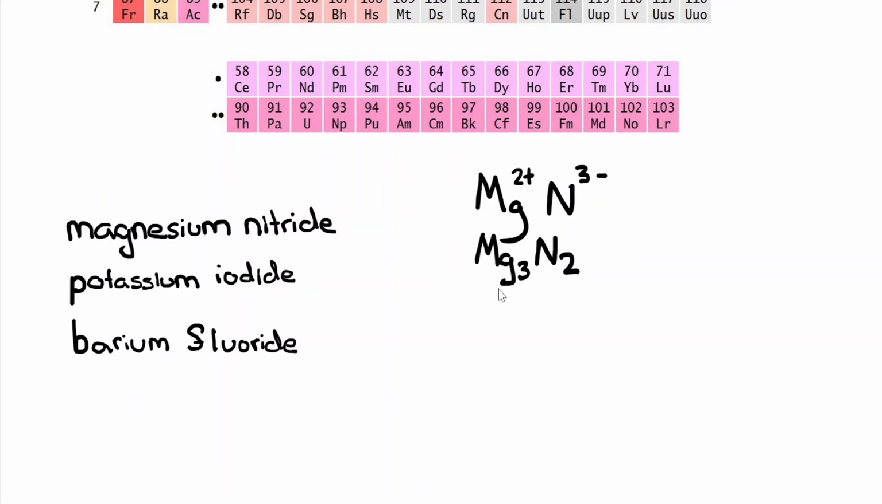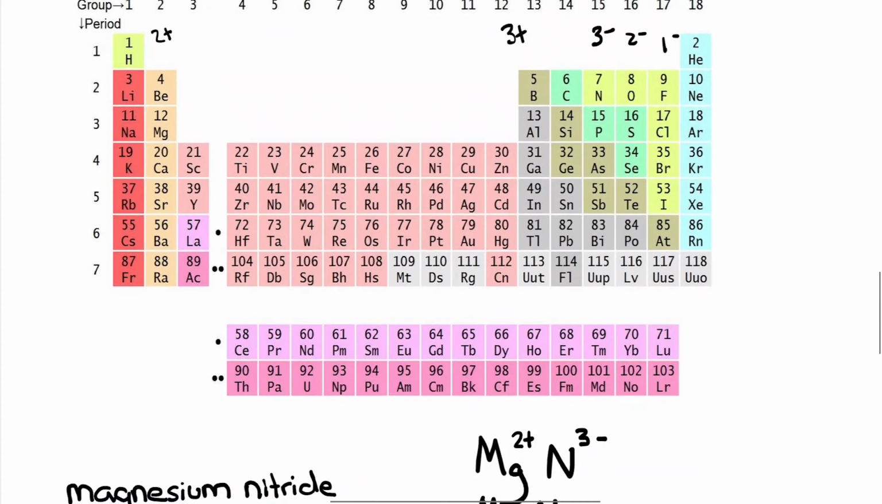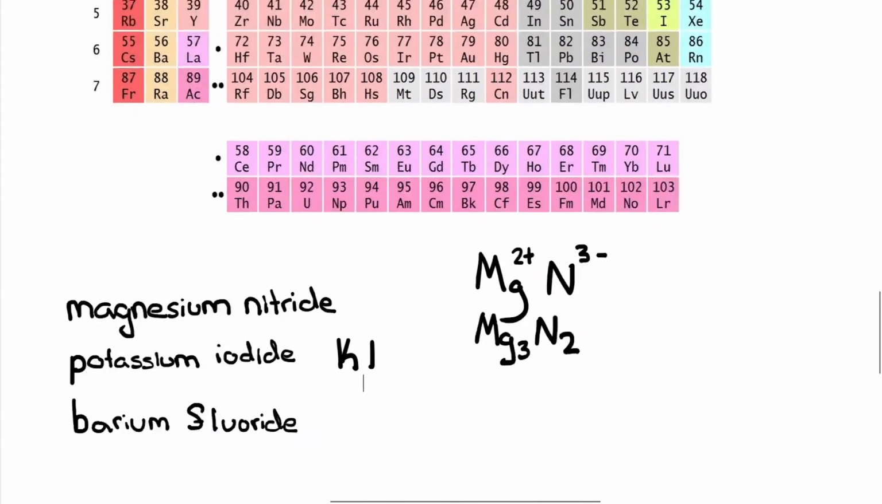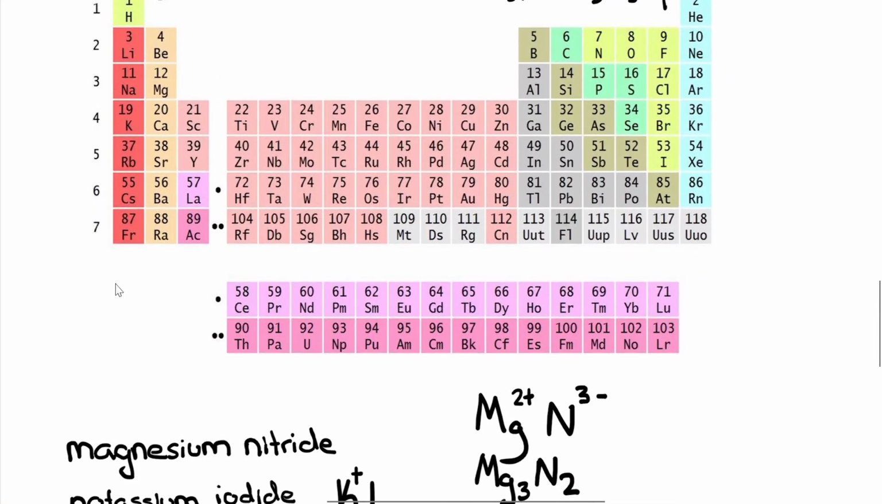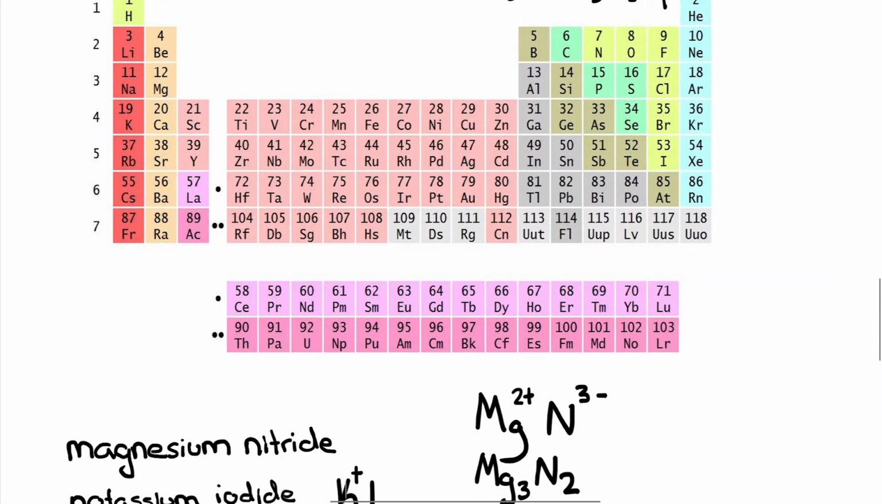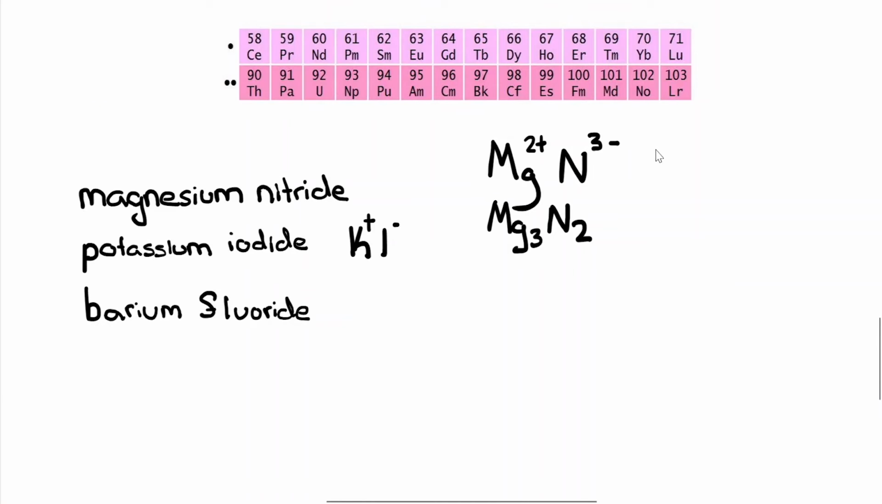Let's do potassium iodide. So you have potassium, which is K, and you have iodide, which is I. Potassium, as you can see over here, has a 1 plus charge, 1 plus net charge. Iodide has a net negative charge, and this already cancels itself out, so that's pretty much done. So the overall formula is KI.